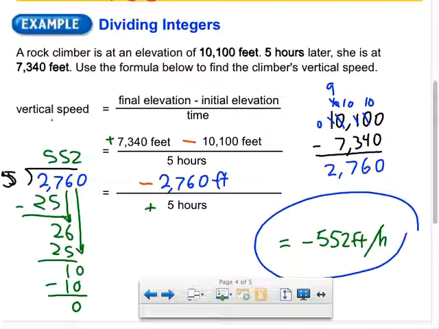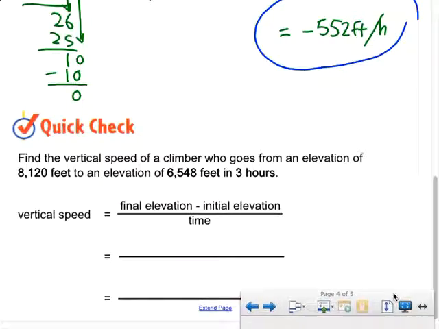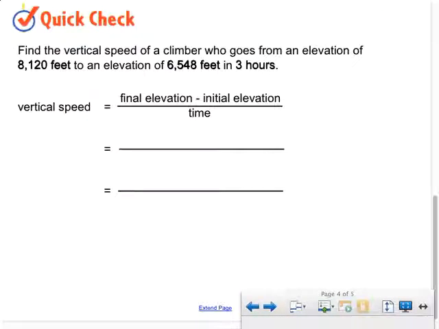That's the vertical speed. And notice because it's negative, what's that mean? Is she ascending or descending? Descending. Her altitude is dropping. Okay, so now that you have that example, I need you to work out this example.